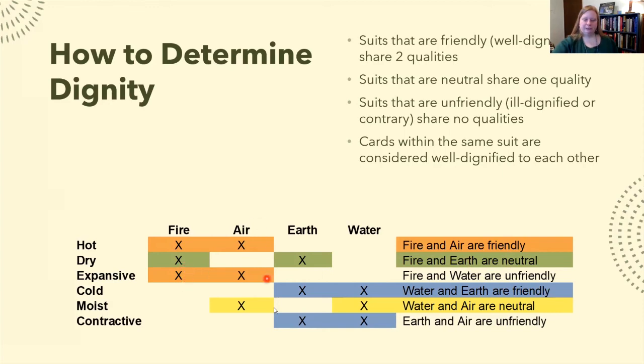We already did expansive. Earth is cold. So here's our cold row, and earth is cold and water is cold. Plus earth is contractive and water is contractive. So water and earth are friendly to each other. They share two qualities. And air is moist and water is moist, but they only share that one quality of being moist, so they are neutral to each other. Now, of course, cards that are the same suit are considered well dignified. So if you have a fire and a fire next to each other, they'll be well dignified.